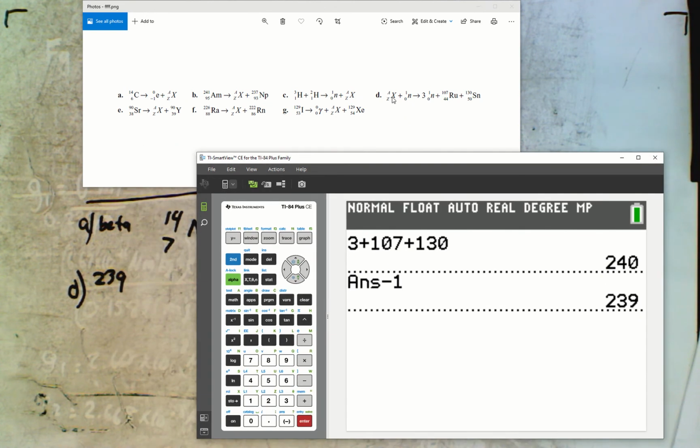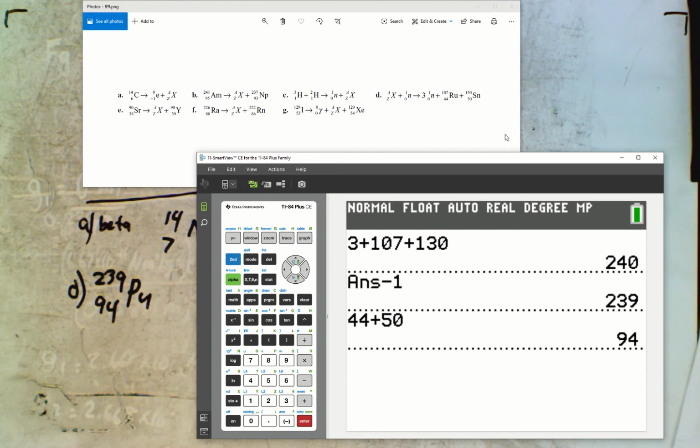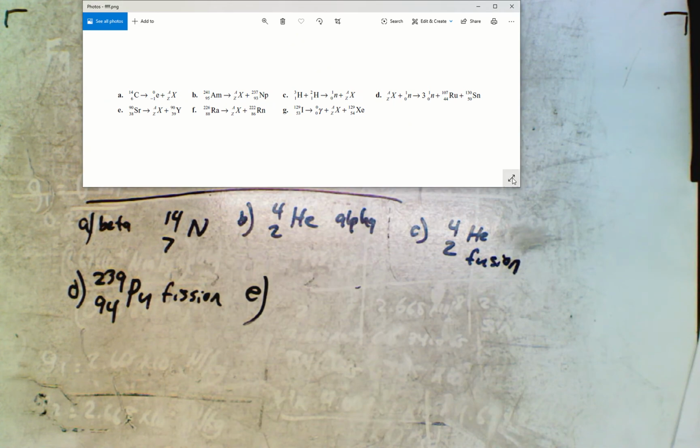My bottom number here, so I'll add up all these. So 0 for the neutron, so it's just going to be 44 plus 50. And then this neutron is 0 as well, so this one's got to be 94. And then if you look up what element number 94 is in your periodic table, which I'm looking at right now, it's plutonium. Okay. And it looks like we're taking a bigger atom, splitting into smaller things, so this would be fission. D is a fission reaction, taking a bigger thing and splitting into smaller things. And you see, you don't produce any beta or alpha or anything like that.